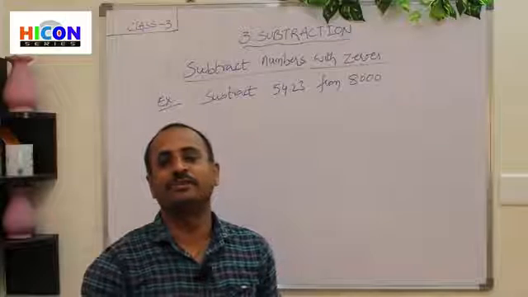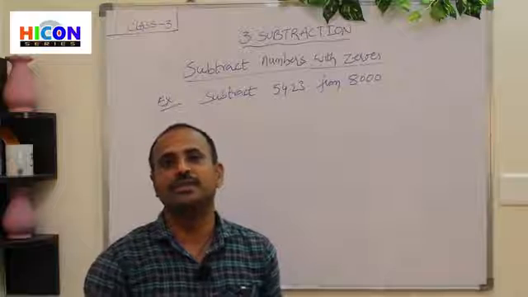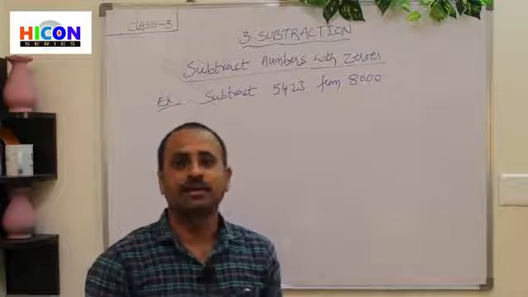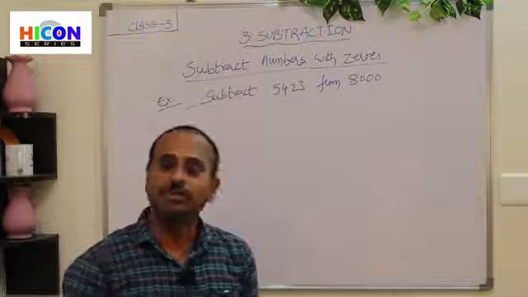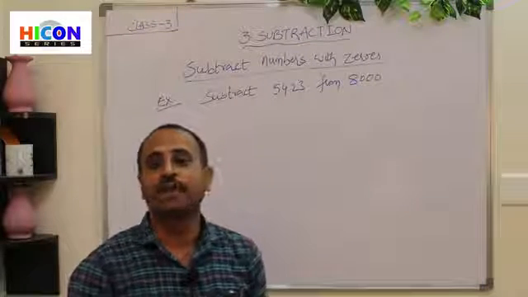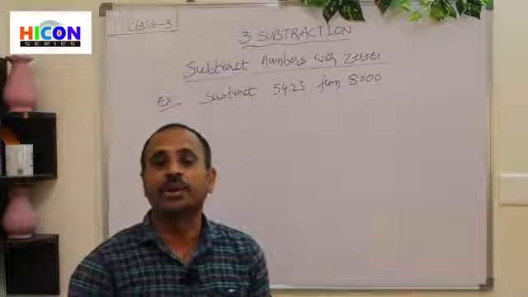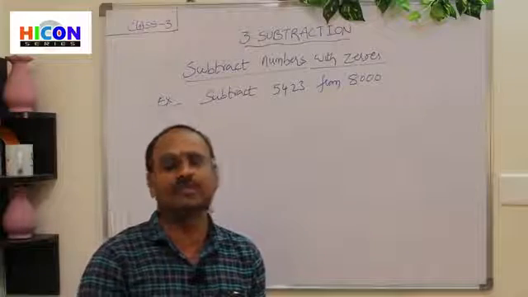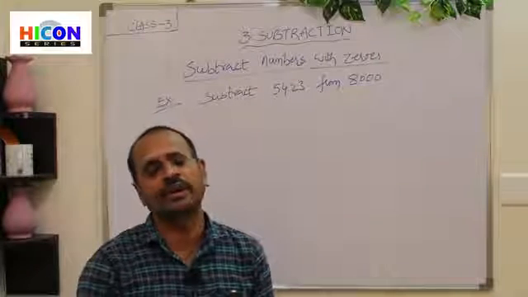Children, good morning. Up to now we have discussed subtraction of 4-digit numbers without regrouping and subtraction of 4-digit numbers with regrouping. Regrouping means we have to get borrowing. If the subtraction is not possible, we have to regroup the previous places. So that means we have to get borrowing or we have to carry.